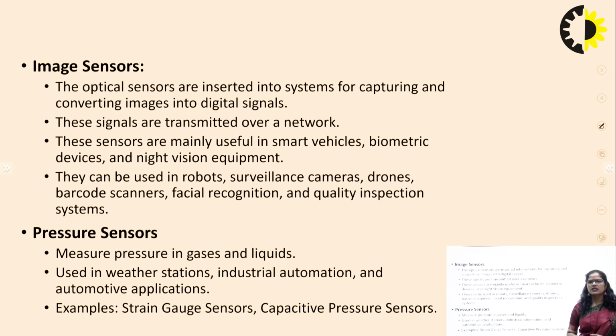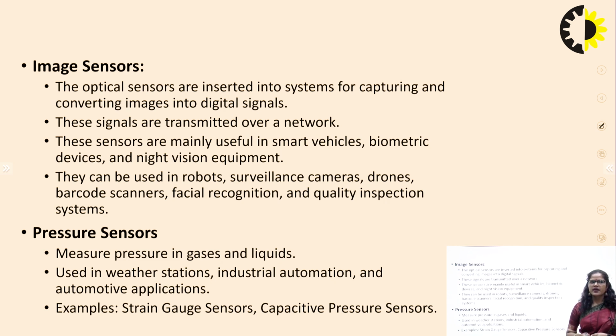Just for example, a CCTV camera. If the CCTV camera is working in night mode, in the darkness nothing is visible, so how does it capture the situation? There is an automatic system, and the image sensor has some optical application which works at night also, right? They can be used in robotic surveillance cameras, drone cameras, barcode scanners, facial recognition, and quality inspection systems.